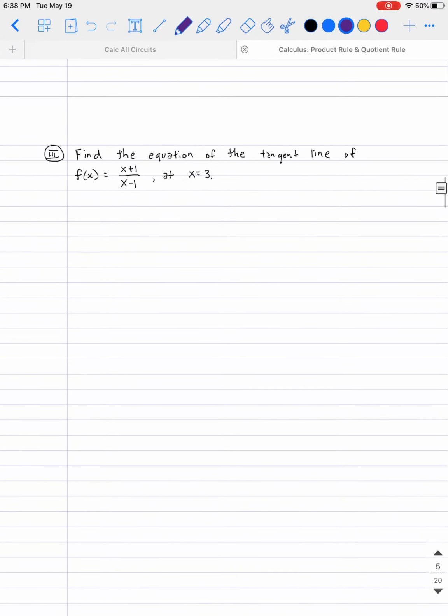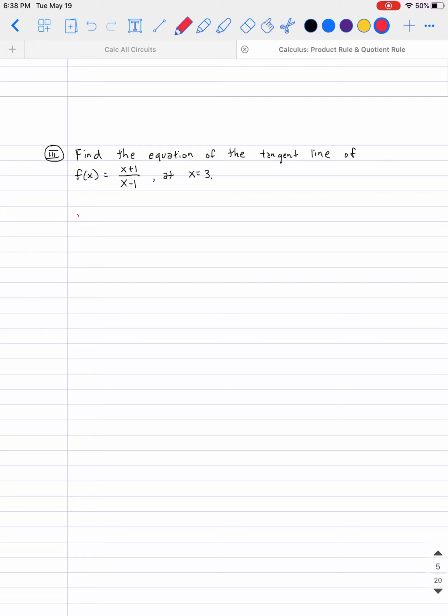And here's a final example. Find the equation of the tangent line, f of x is equal to that equation at x equals 3. So if I want to find the equation of the tangent line, what that means is we're going to have to solve for the derivative at x equals 3, plug it in, and then afterward use the point slope form just as we've been doing so far. So let's go ahead and see if we can do that then.